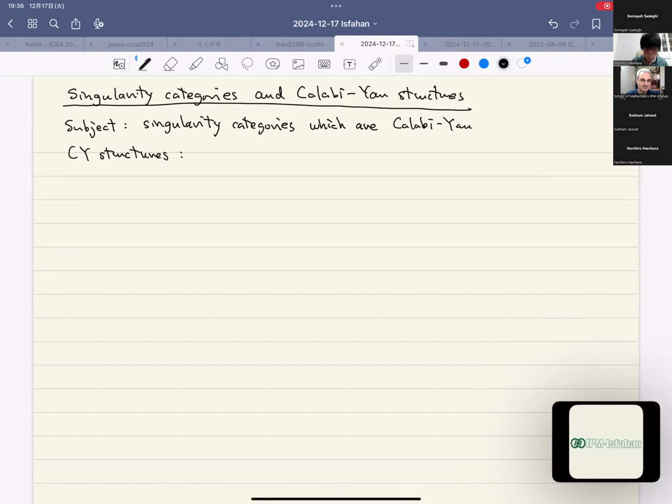Roughly speaking, the Calabi-Yau structure is an enhancement of these Calabi-Yau properties of triangulated categories to DG categories, that is, to differential graded enhancements.